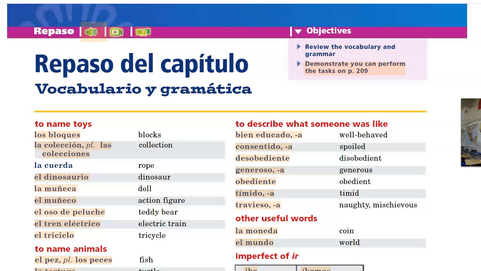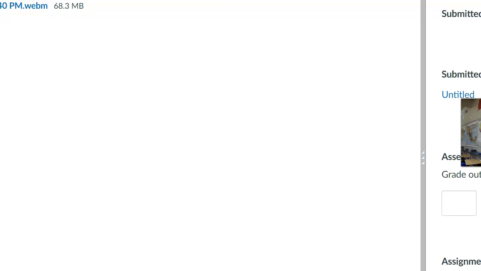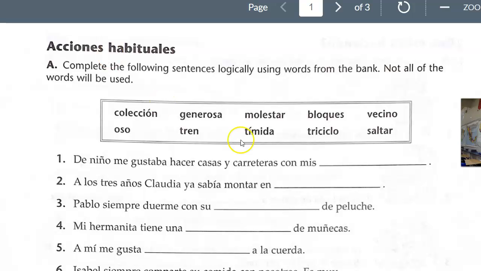So we have, let's see, where did that go? There it is. There we go. Colección is a cognate, that's a collection. Oso is bear. Generosa is a cognate, generous. Tren is a cognate, train. Molestar is a false cognate, to bother or to annoy. Tímida is a cognate, timid or shy. Bloques is a cognate, blocks. Triciclo is a cognate, tricycle. Vecino is neighbor, and saltar is to jump.